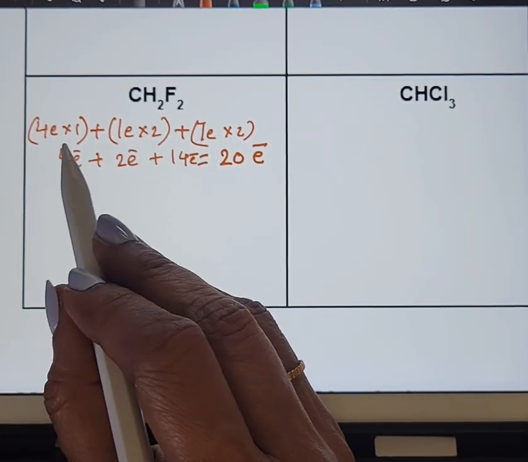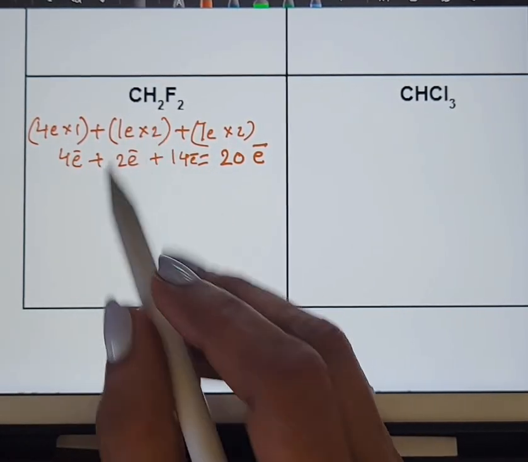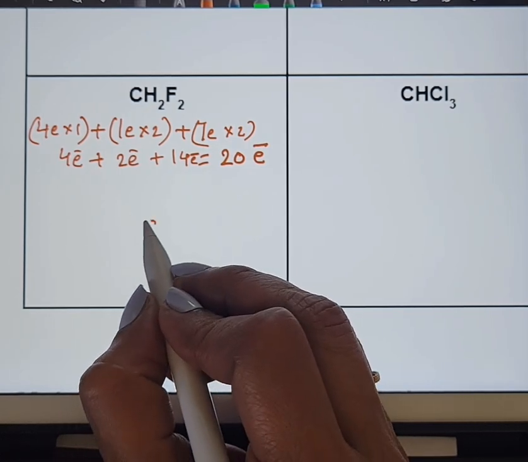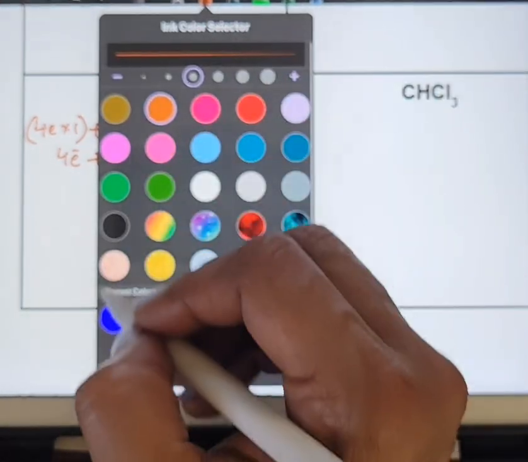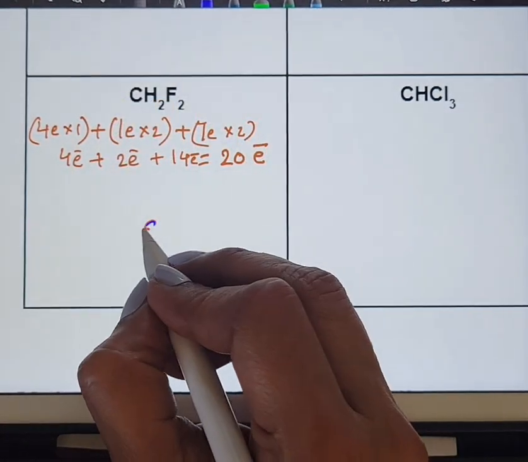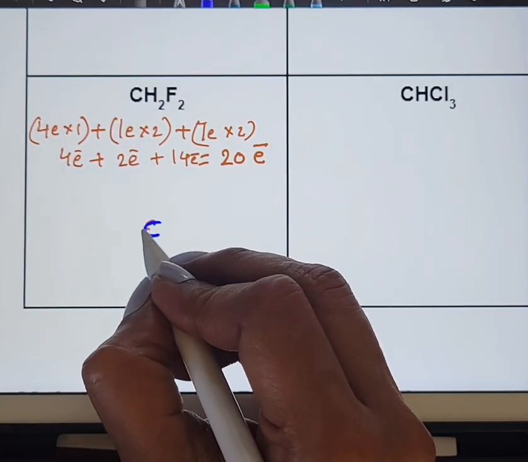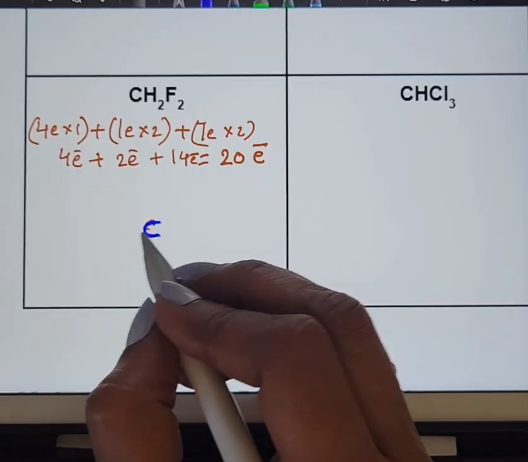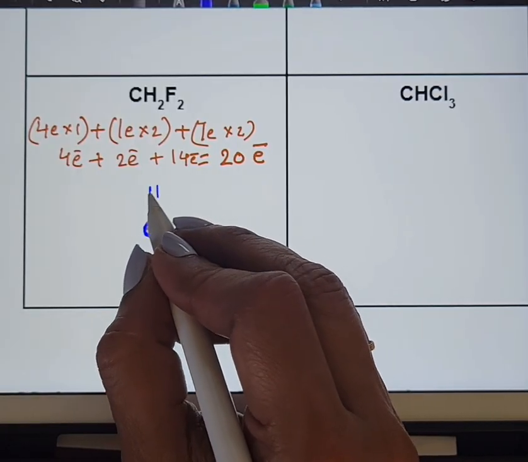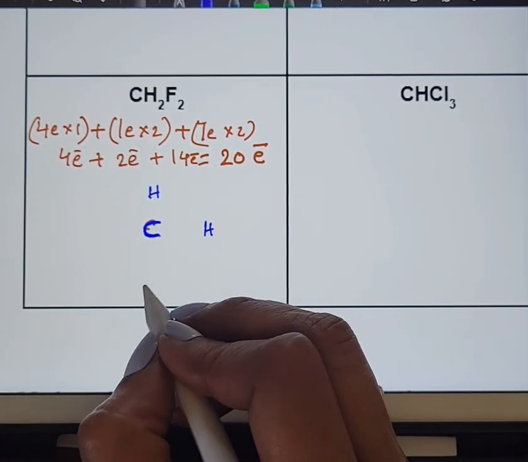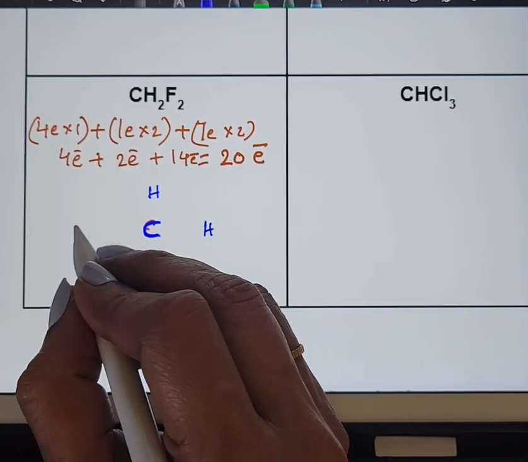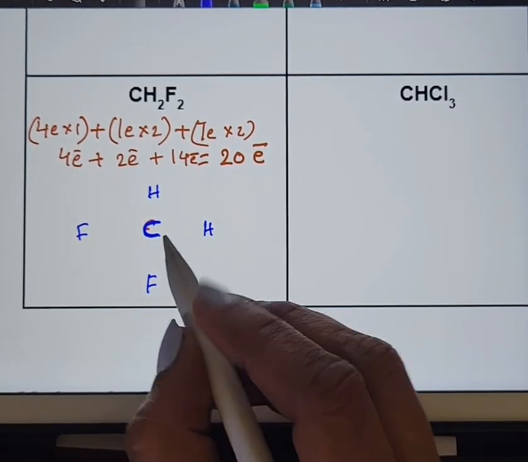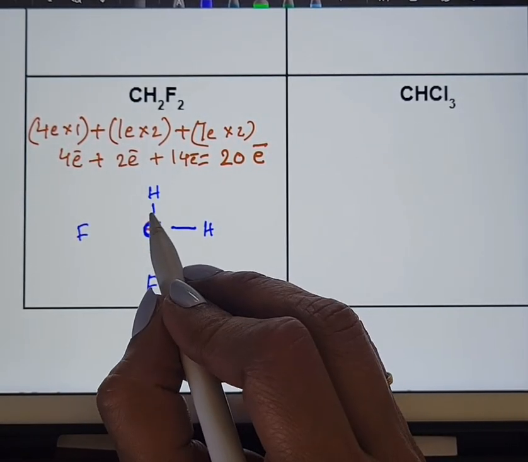Okay. So now there is hydrogen, fluorine and carbon. Carbon is the one with the least number of electrons. Hydrogen will never come in the center. So I would draw carbon in the center. Okay. Then 2 hydrogens. So place 1 hydrogen here, 1 hydrogen here, and 2 fluorines. 1 fluorine here, 1 fluorine here. Then draw single bonds.